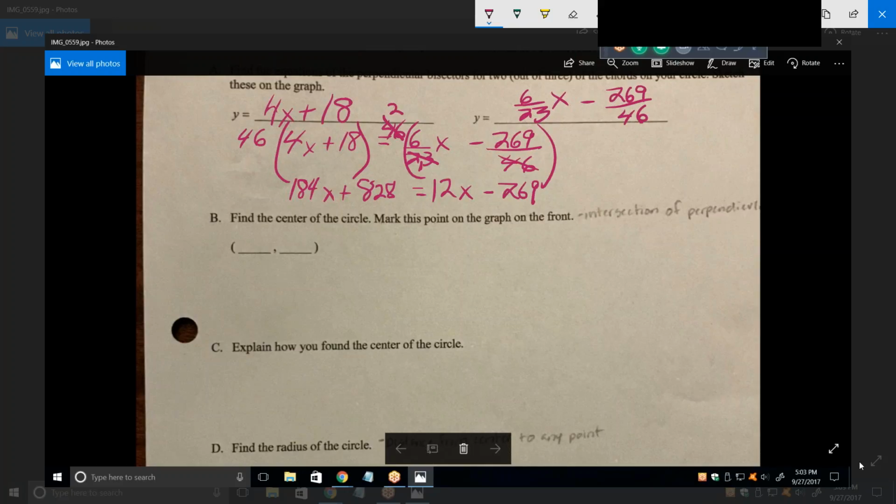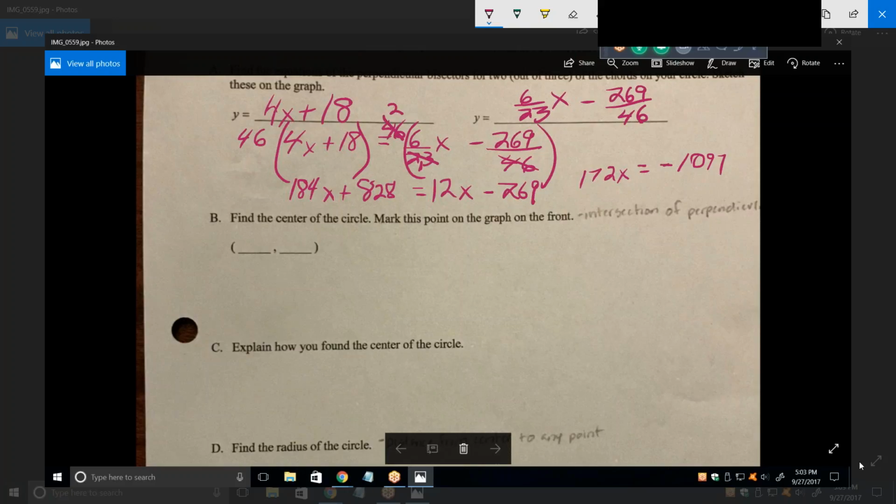So if I solve for x, I get 172x equals minus 1,097. I think I did my math right.